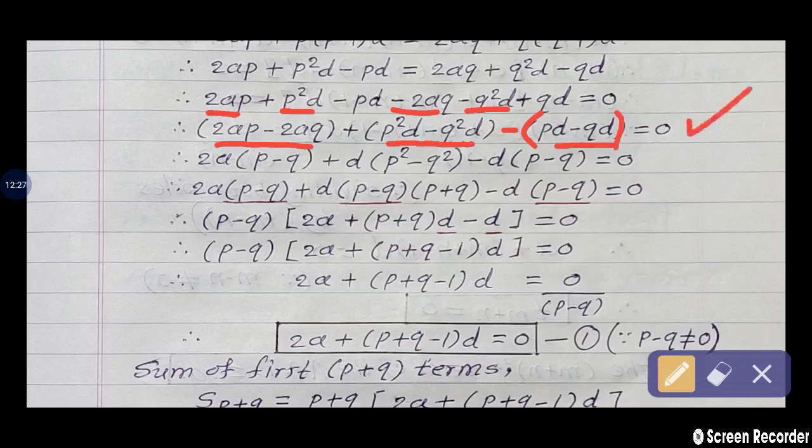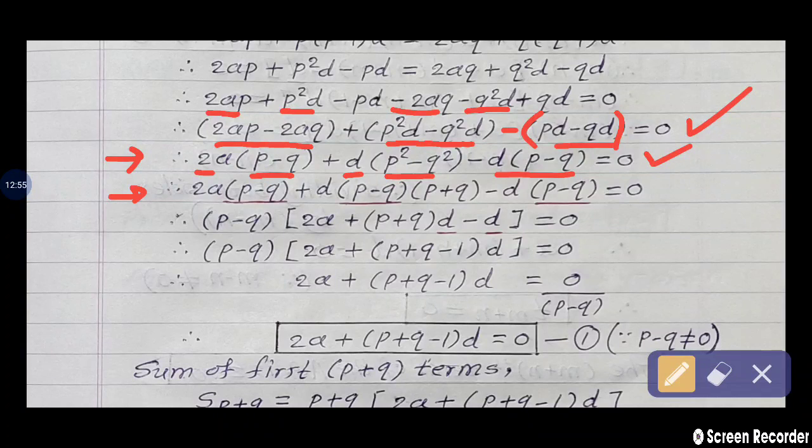All of you understood? Now what is common in the next? In the first bracket 2a is common. What is remaining in the bracket? p minus q. In the middle bracket d is common. So in the bracket p square minus q square, minus d is common, p minus q is equal to 0. Next. Therefore 2a in bracket p minus q plus d.